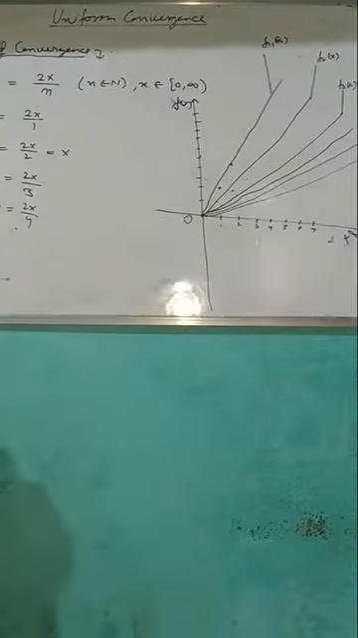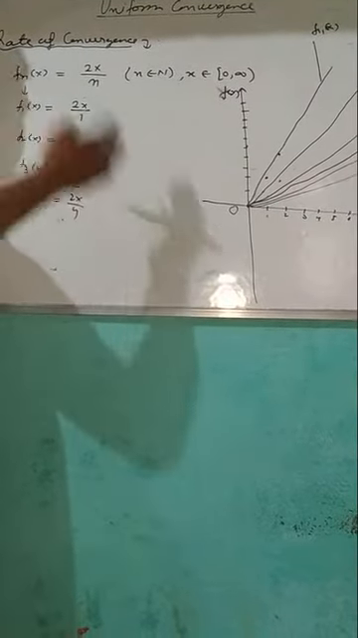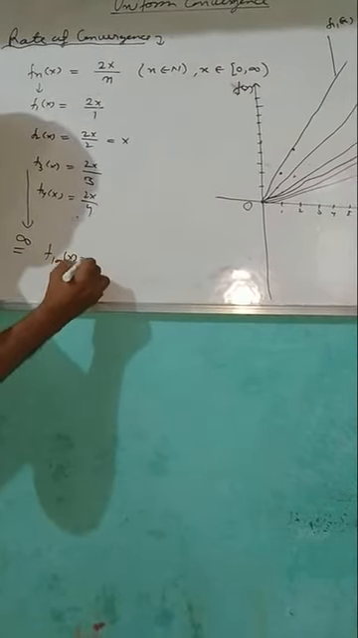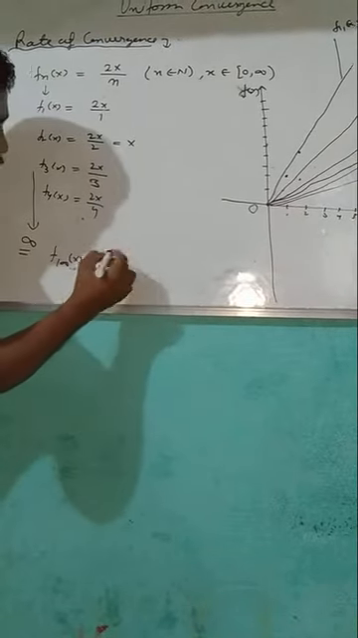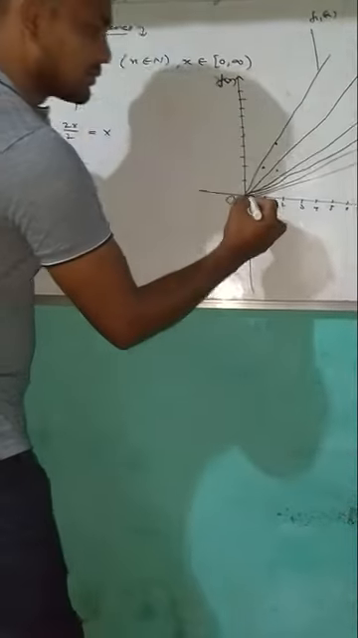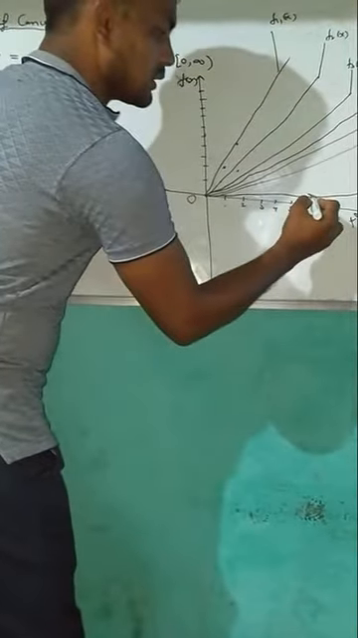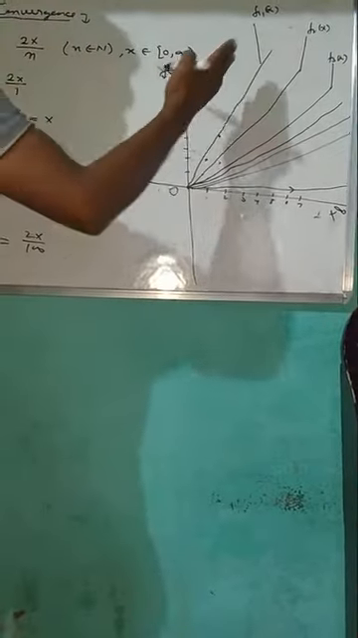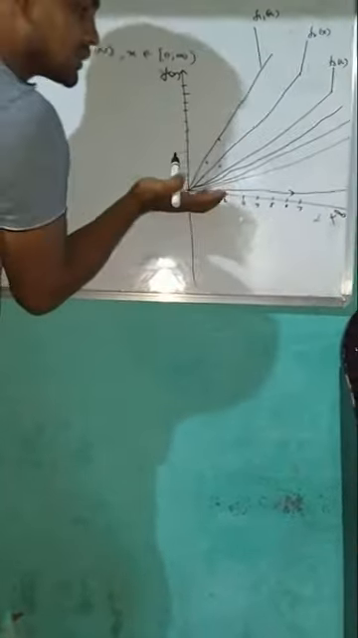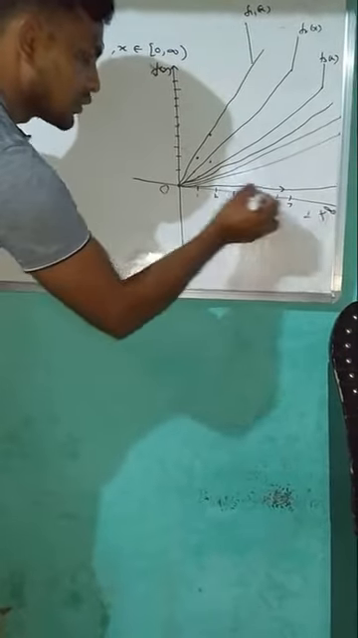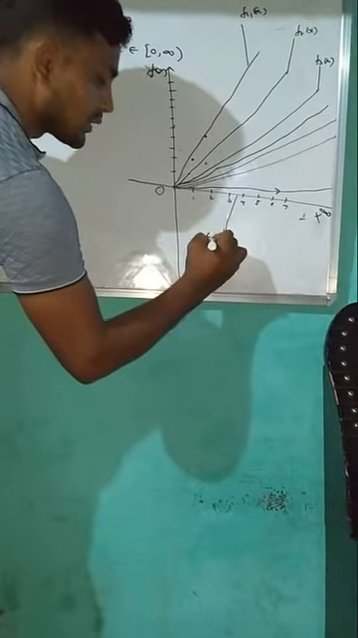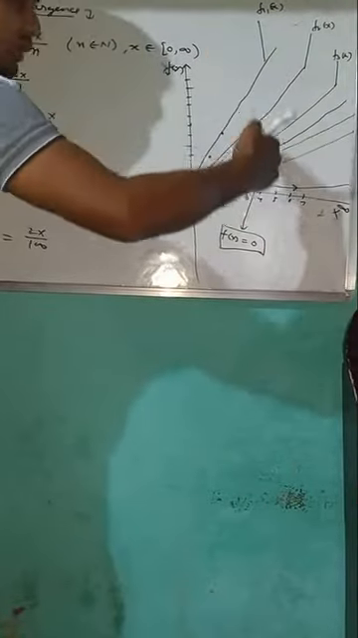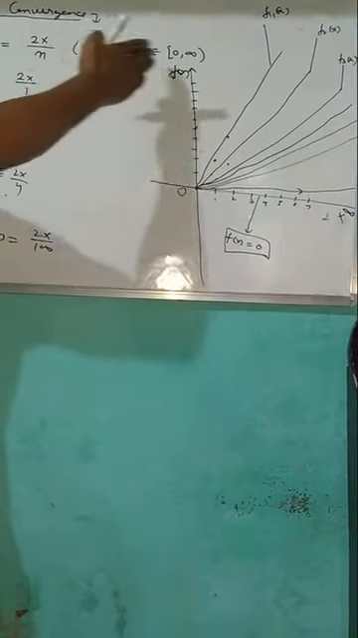Okay, when n tends to infinity, suppose that f100(x) equal to 2x upon 100. The graph is near about the 0 axis, near about the real line. It means all the functions converge toward the 0 function. This is the line of 0. It means the function of this line is f(x) equal to 0. Okay, the graph of the function converges to the line of 0 when n tends to infinity.